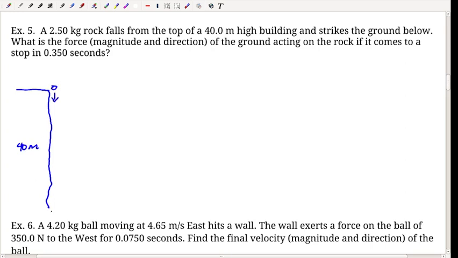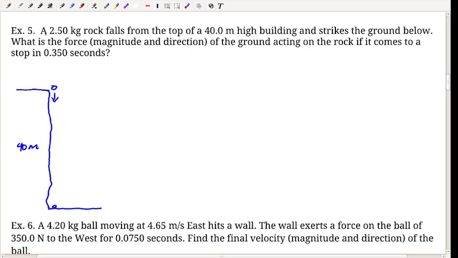Now, as it falls, it gains speed until, of course, it hits the ground and eventually ends up at 0 meters per second. The part that involves the kinematics, though, doesn't stop at the 0 meters per second. It stops right before the rock hits the ground. So we need to remember some of our kinematics in order to make this work.